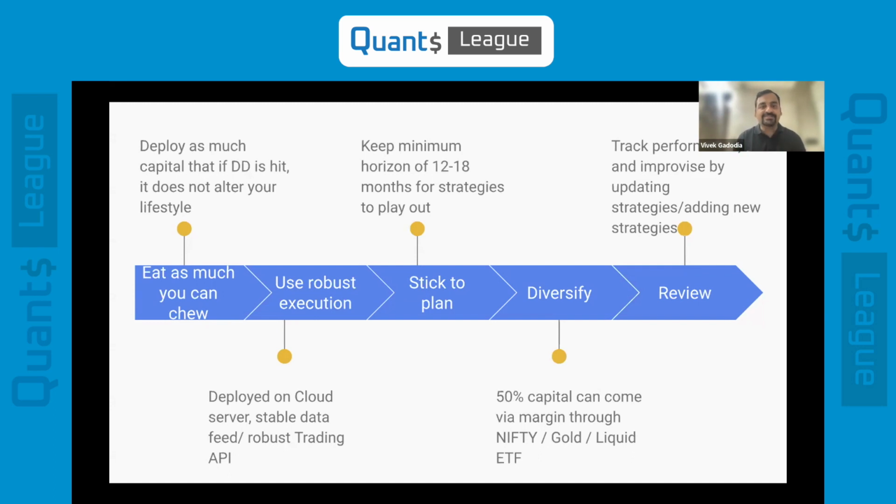Very important also is to have a minimum horizon of at least 12 to 18 months. We have seen many people just start and expect that immediately in the first week, first quarter, half month or 1 month, the strategy should start performing. Well, you'll be really lucky if that happens, and it's good, no harm in that. But we have seen that you want to have a minimum 12 to 18-month horizon, at least for strategies to play out.